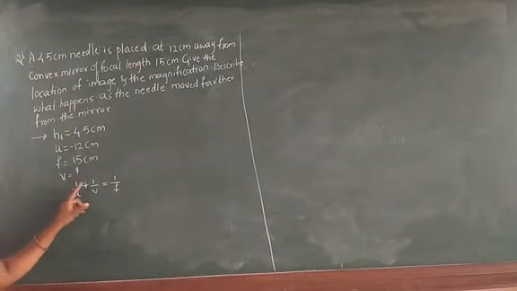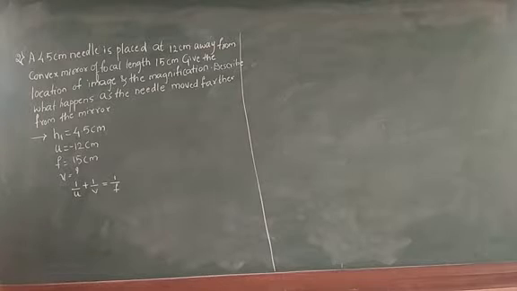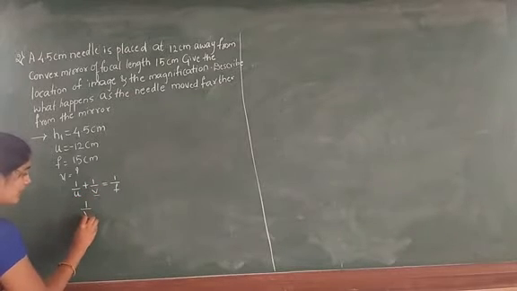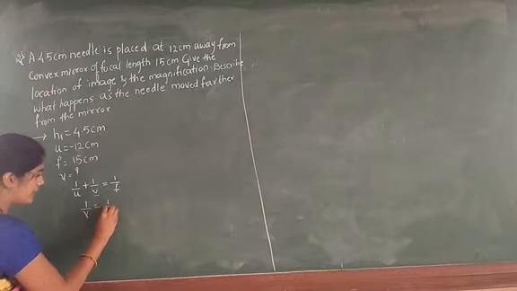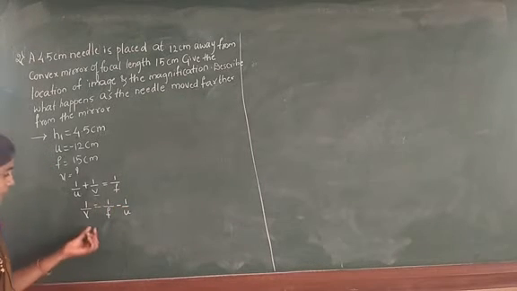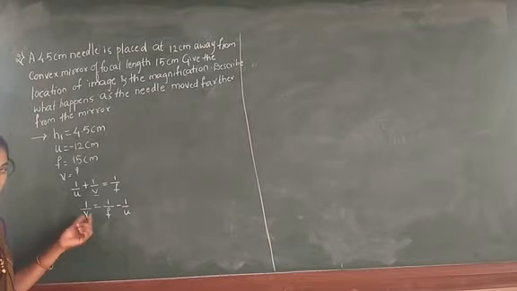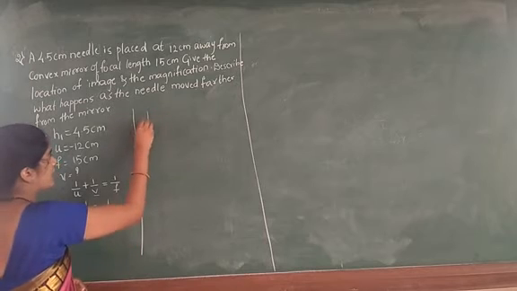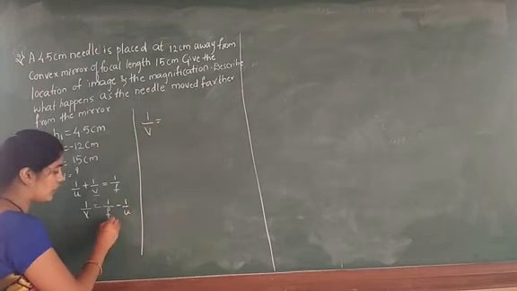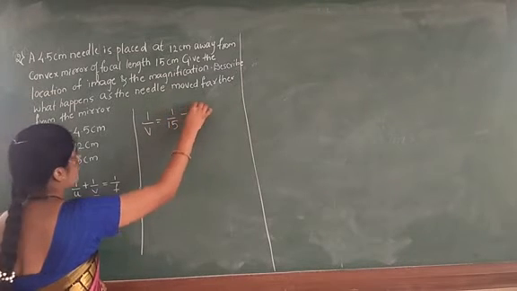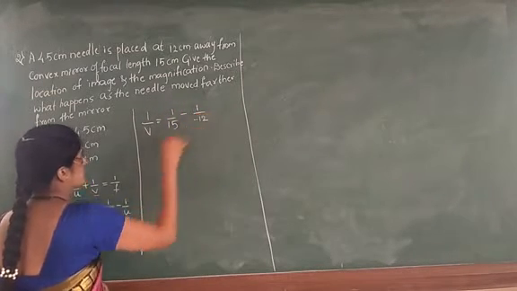Therefore 1 by u plus 1 by v is equal to 1 by f. Now we have to calculate the value of v. This can also be written as 1 by v is equal to 1 by f minus 1 by u. Next, put the values of f and u: 1 by v is equal to 1 by 50 minus 1 by minus 12.